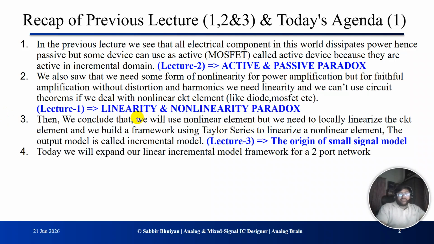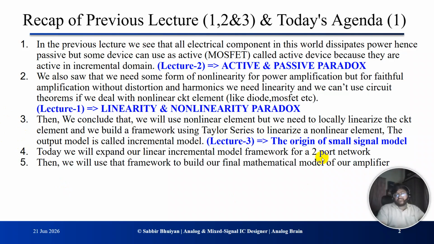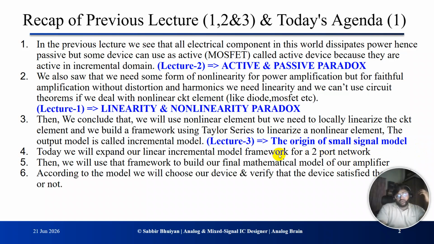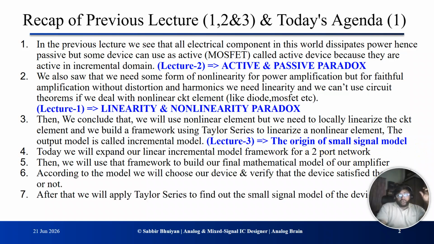We extend the incremental linearization to a full two-port network. We use that extended framework to build the final mathematical model of an amplifier. From that model, we derive the exact constraints our device parameters must satisfy to qualify as an amplifier. Only then do we go pick a device and check whether it satisfies its small signal model or not. So notice the order here. This is the whole philosophy of this course.